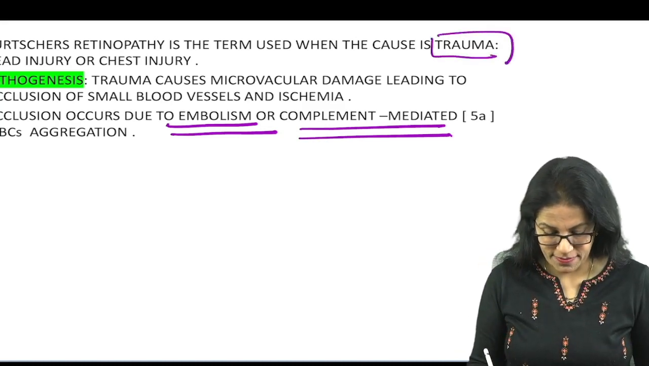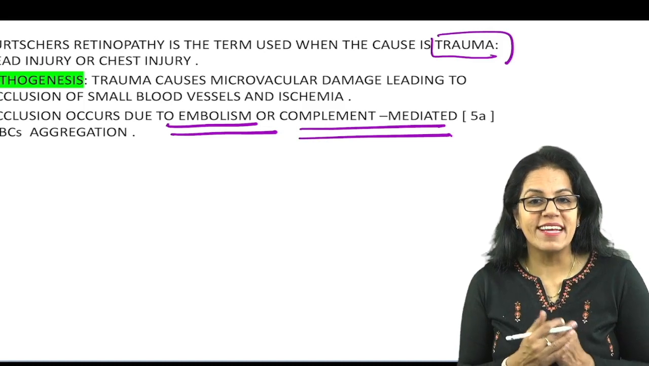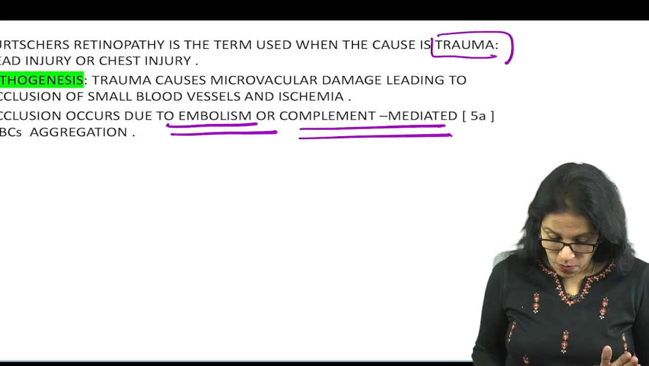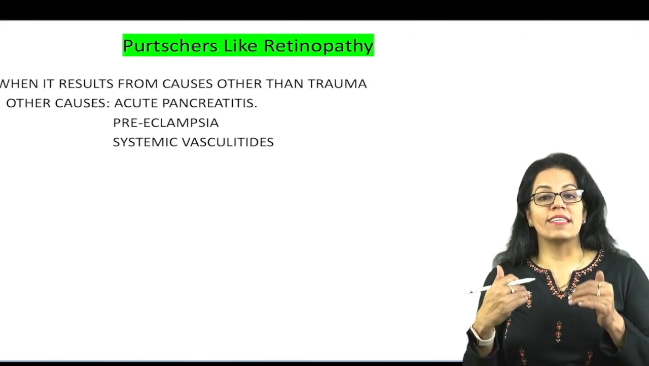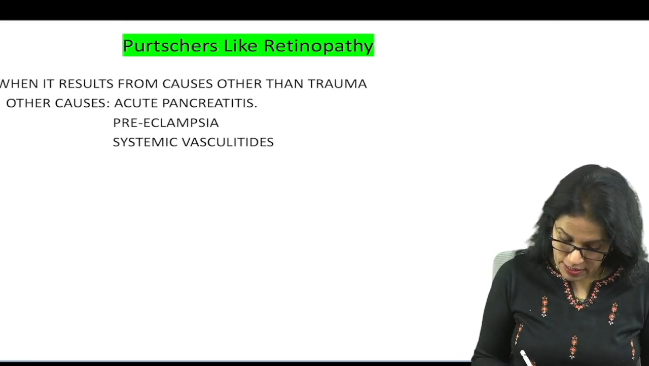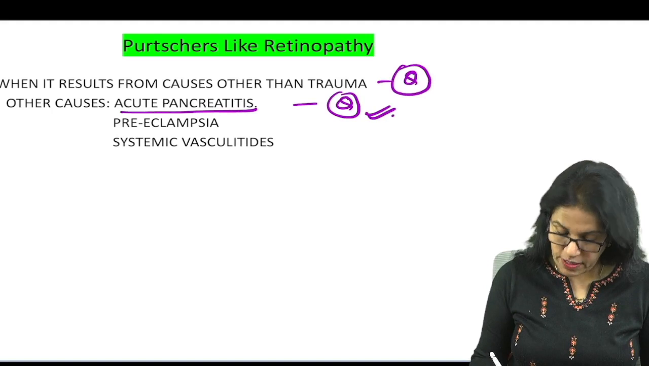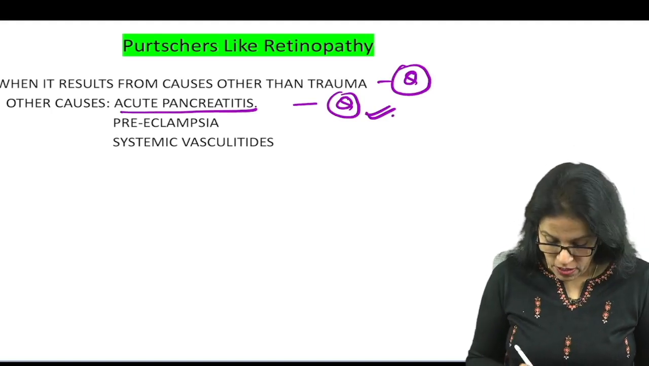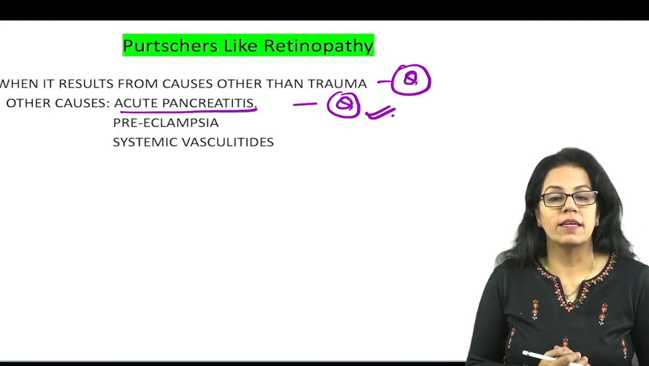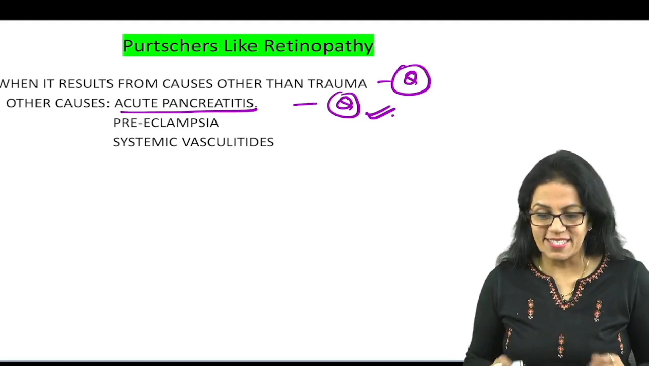Keep in mind, head injury, chest injury. When you say Purtscher's-like retinopathy, what is that term? Purtscher's retinopathy, the cause is trauma. This is the clinical picture. Now, when we talk about Purtscher's-like, it means the cause is anything apart from trauma. Keep in mind, it could be, for example, acute pancreatitis. This has been your exam question. Trauma has been asked, but very important, what has been asked is acute pancreatitis, because it can occur due to fat or air embolism. It could be preeclampsia. So all these can be causes of Purtscher's-like retinopathy. So that's the difference, right?